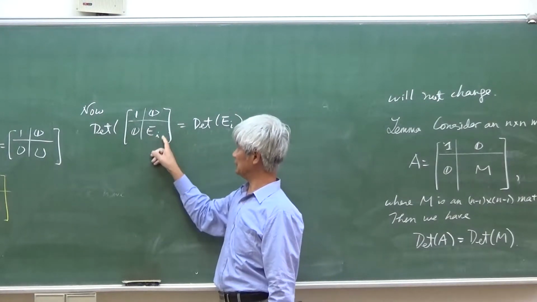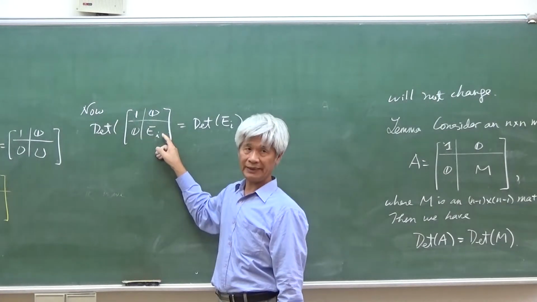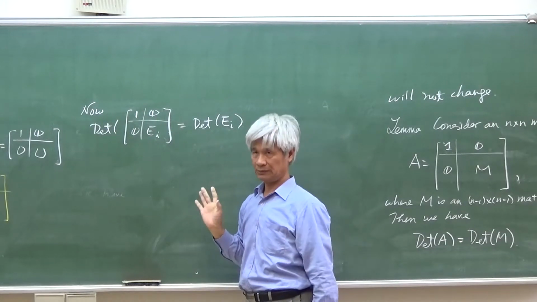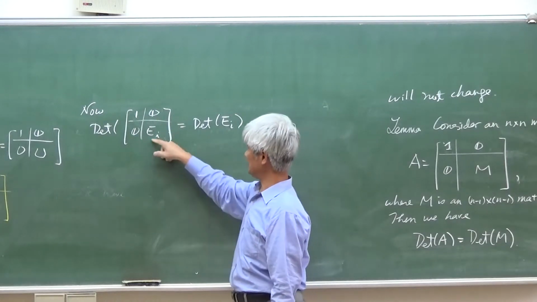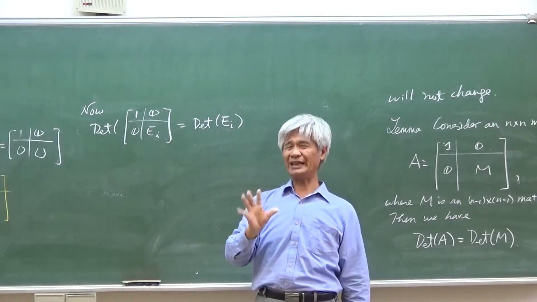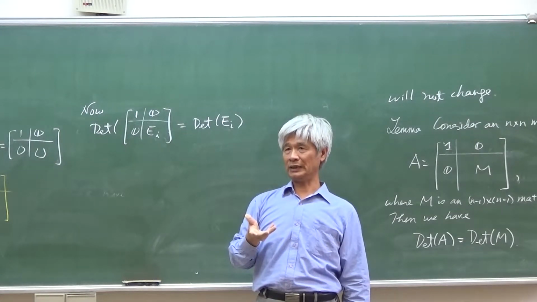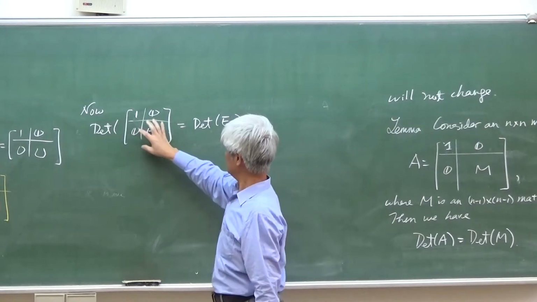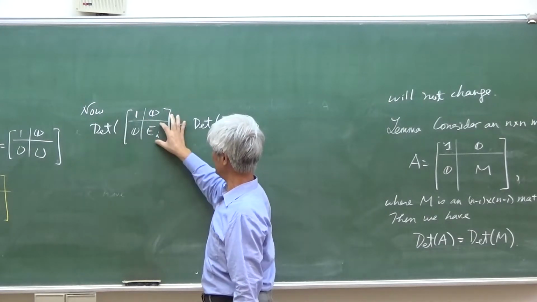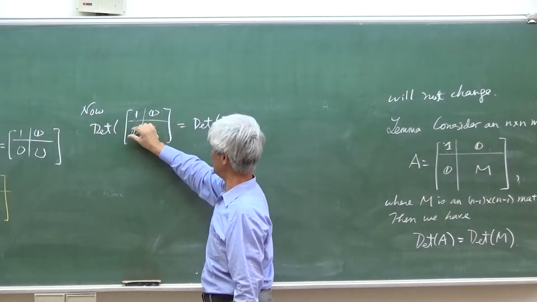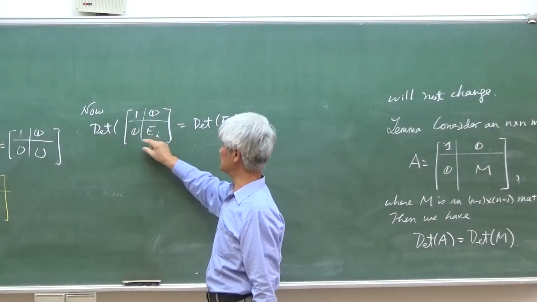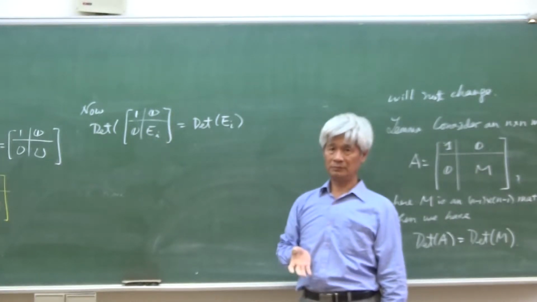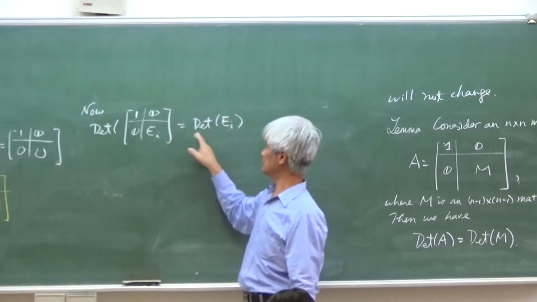If it's scaling, it's diagonal already, right? So of course you multiply 1, but it doesn't change anything. But if Ei is an exchange, it's Pij. When this is Pij, then in here you also exchange the two rows, right? And so the determinant will be minus 1, then will be the same. So that's why they are the same for all i.